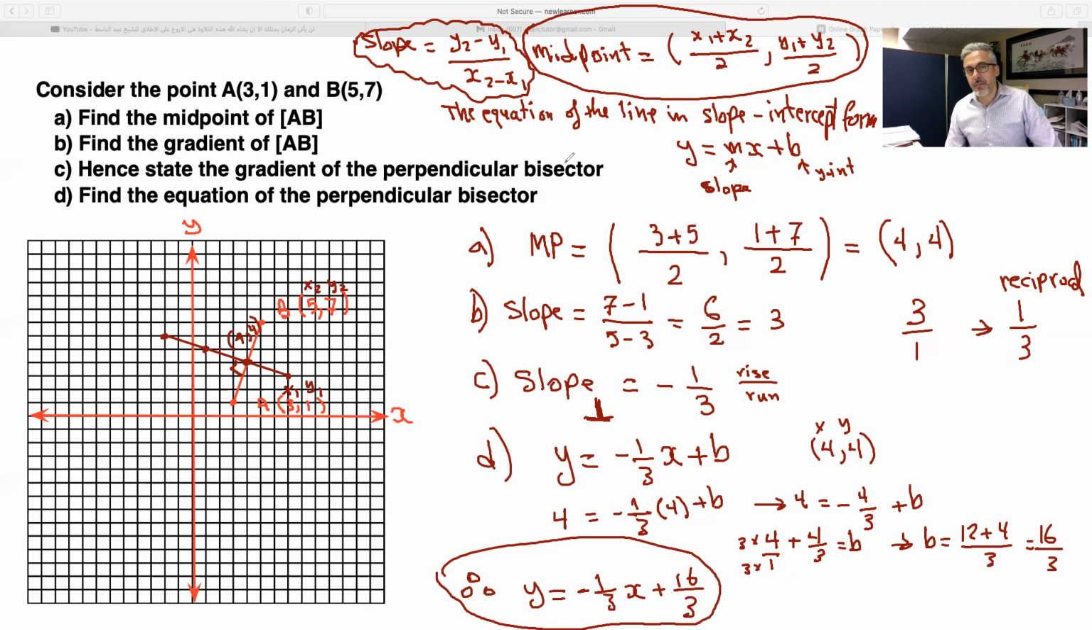Also, to just define it, the perpendicular bisector is a line that divides the given line into 2 equal segments. And it does that at 90 degrees. That's why it's called perpendicular. I hope this helps you see how you solve this question. For the person who sent me this, I hope this helps you. And it helps a lot of students understand how this works.